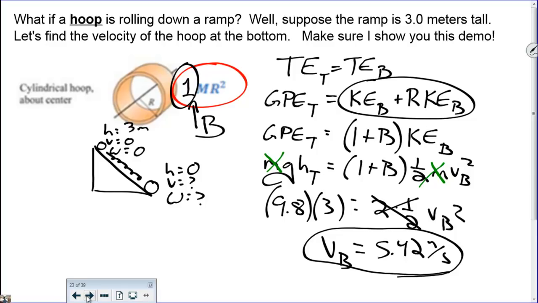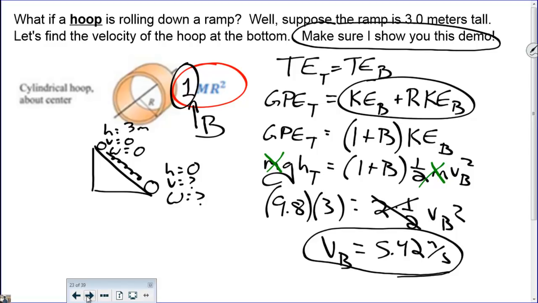There are 2 demos that I need to show you in class, and make sure I show you them. I tend to be bad about this. So make sure I show you the hoop versus the disc demo, and the meter stick with the weight at the end demo, okay? Because those will both help you better process this.